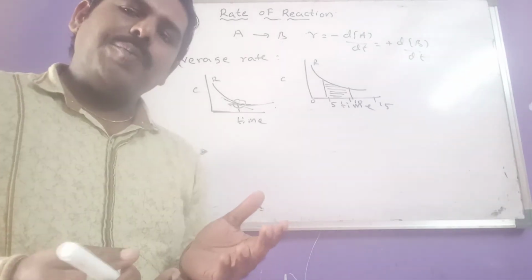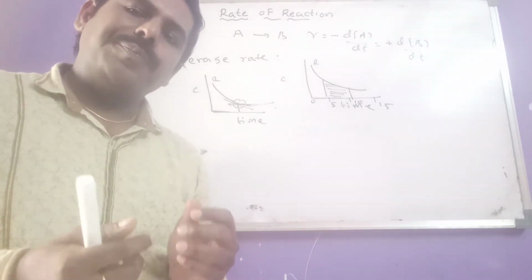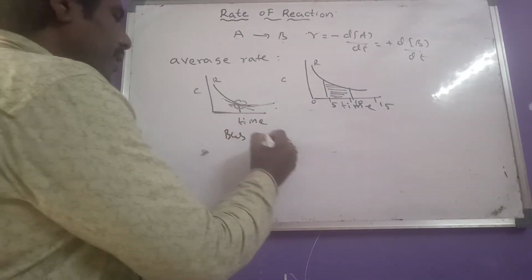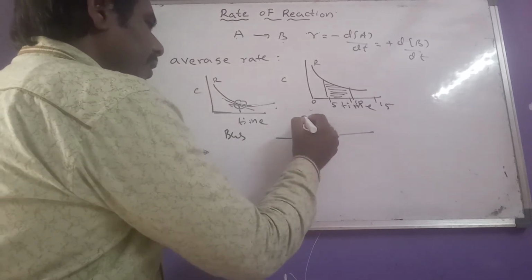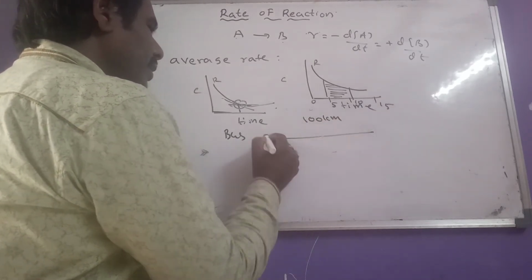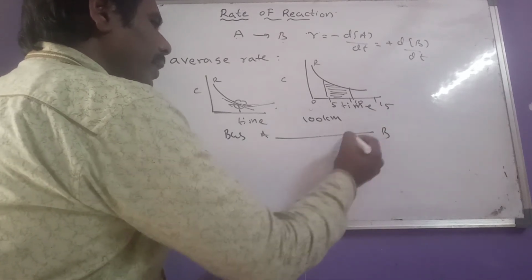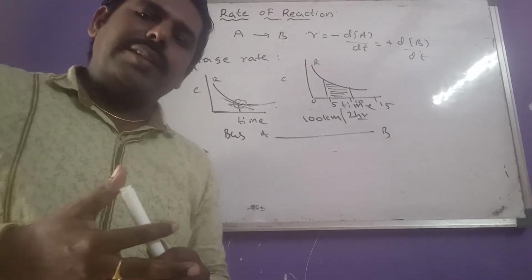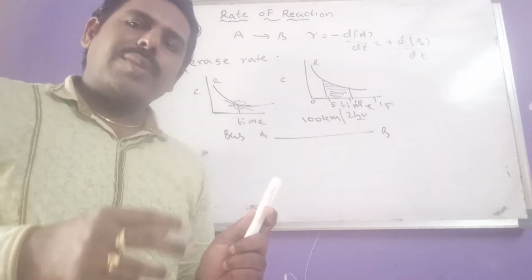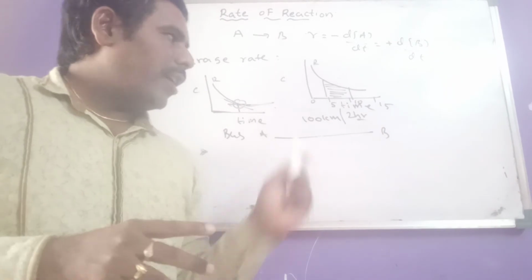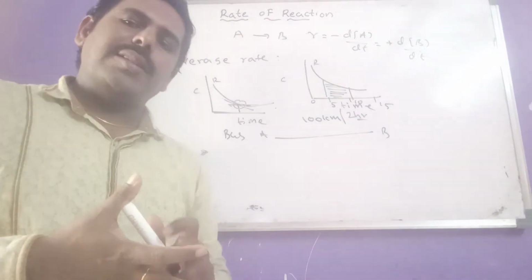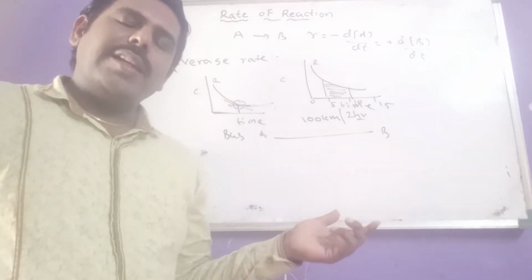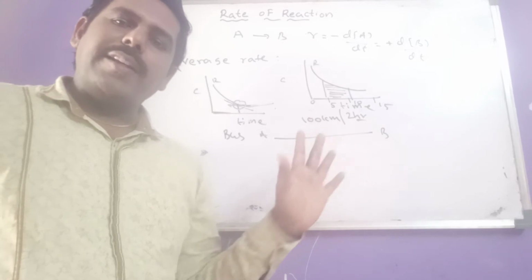So how can we prove that? With a general example. For example, one bus traveled 100 kilometer distance from A to B in 2 hours. That bus reached the destination B in 2 hours. How much distance is there? 100 kilometers. So what is the average speed of the bus? Easily one can say 50 kilometer per hour.